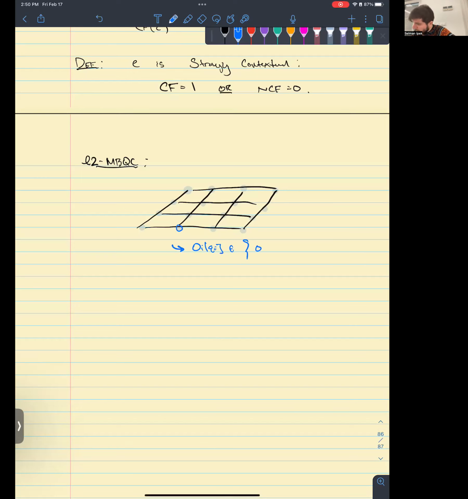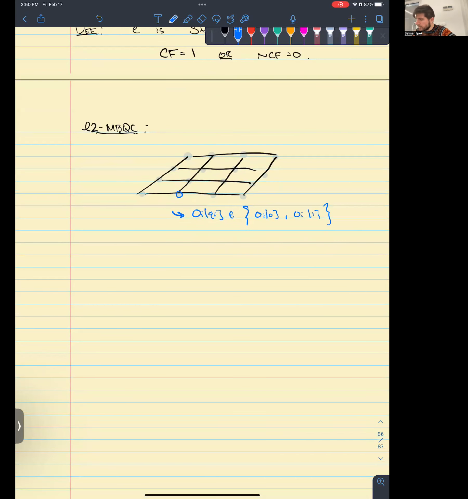So q_i can be 0 or 1. I have 2 options here, O_i of 1 and O_i of 0. These can be Pauli measurements, or in general for MBQC you will need something more than just Pauli measurements to do universal computation, but it's 2 measurements that you can do at every site.